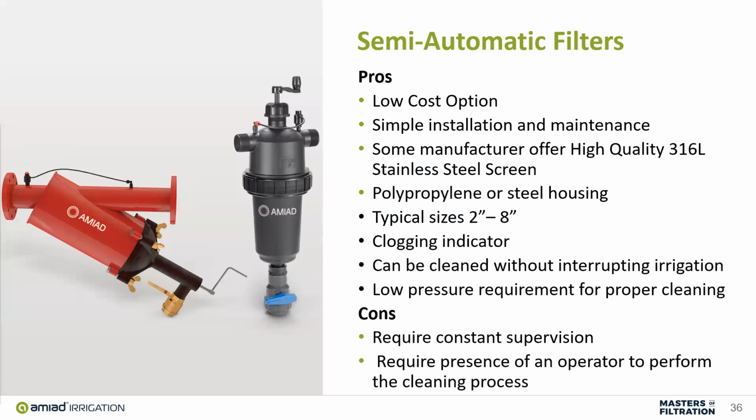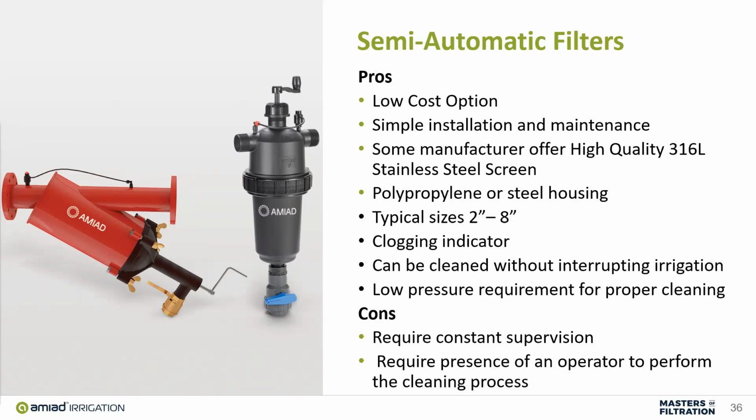So let's talk about the pros and cons of a semi-automatic filter, which is a reverse backflush, which has that focus backflush, but it's done manually still. The benefit is you still don't have to take it apart. So it's a low-cost option, simple installation. And again, the stainless steel screen is important. We don't want rust and corrosion. Propylene housing or steel housing usually comes in sizes 2 to 8 inch.